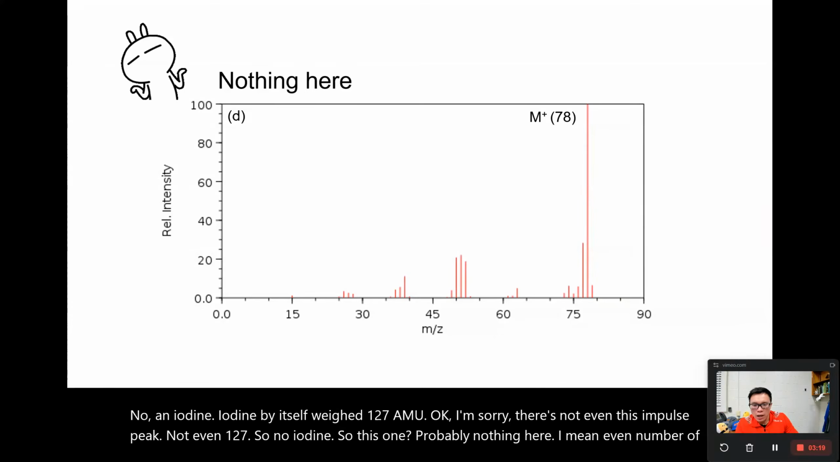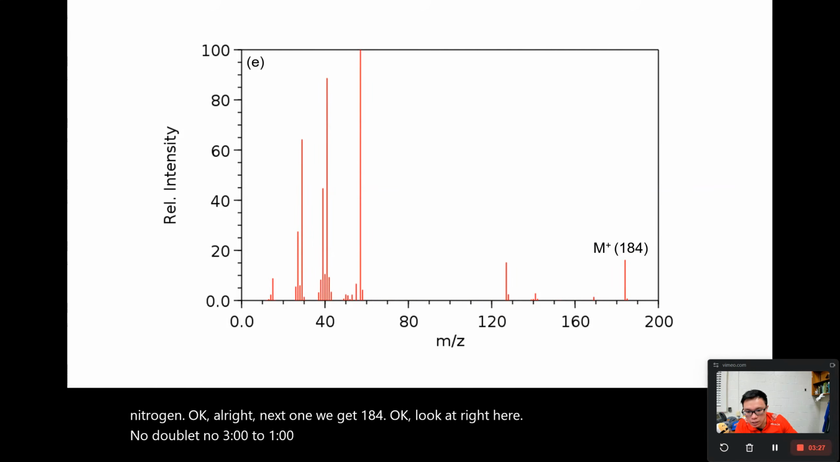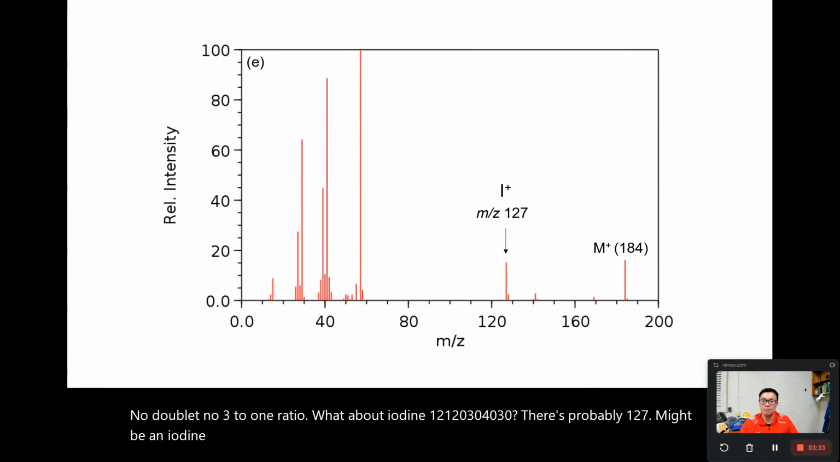All right, next one we get 184. Look at right here. No doublet, no 3-to-1 ratio. What about iodine? There's probably 127. Might be an iodine in it. Yep, that's how it works. Okay, all right, let's move on to the next video.